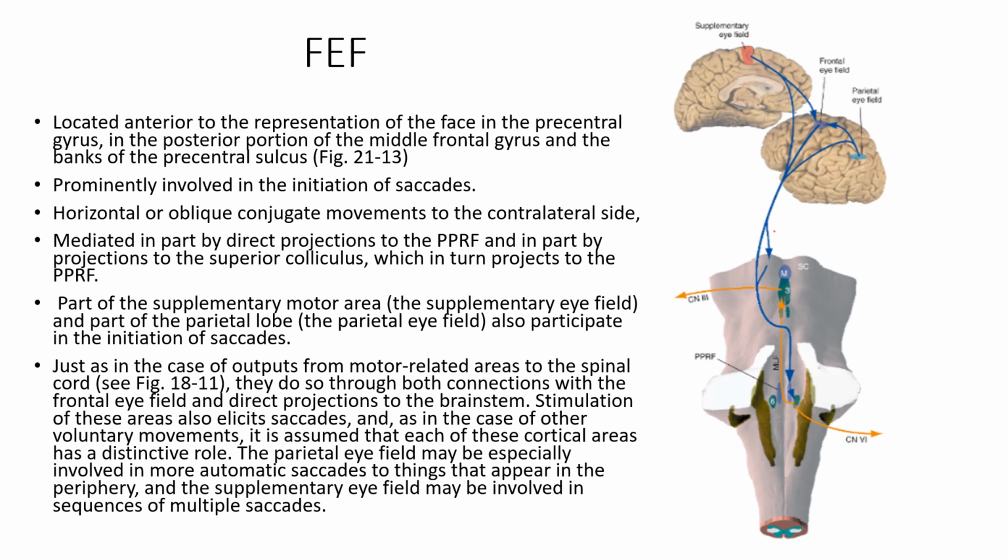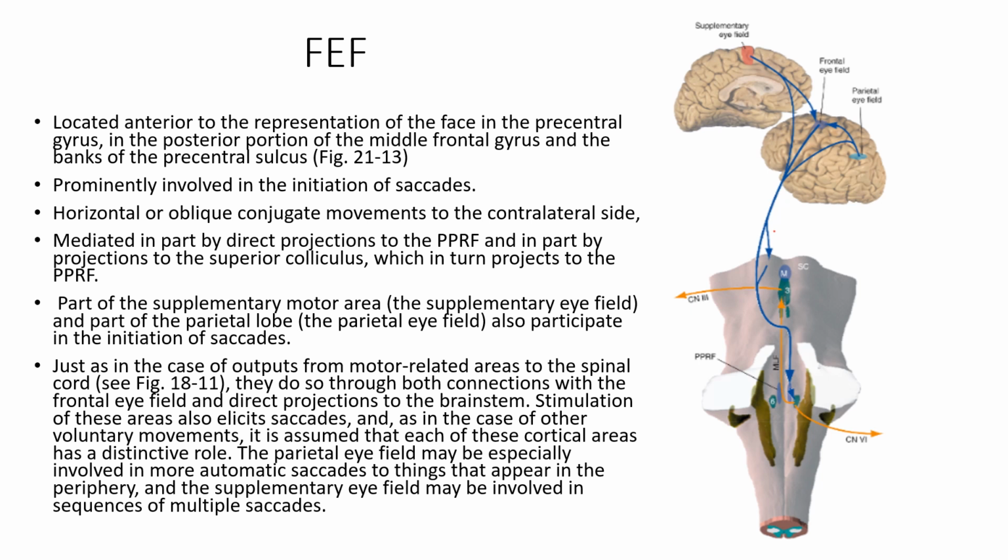Just as in the case of outputs from motor-related areas to the spinal cord, they do so through both connections with the frontal eye fields and direct projections to the brainstem. Stimulation of these areas also elicits saccades. And as in the case of other voluntary movements, it is assumed that each of these cortical areas has a distinctive role. The parietal eye field may be especially involved in more automatic saccades to things that appear in the periphery, and the supplementary eye field may be more involved in sequences of multiple saccades.